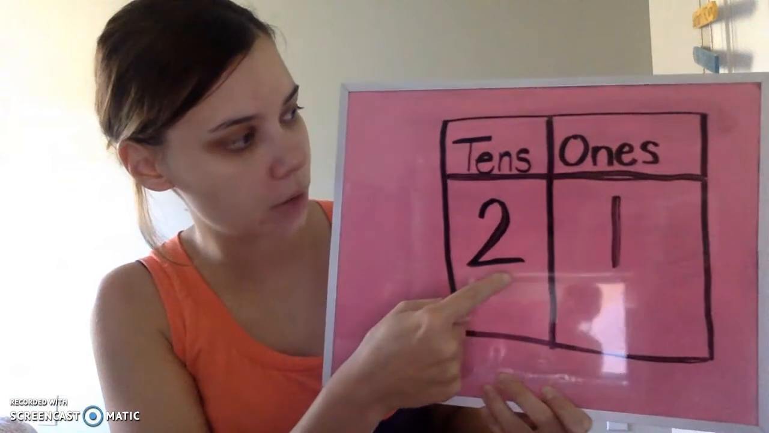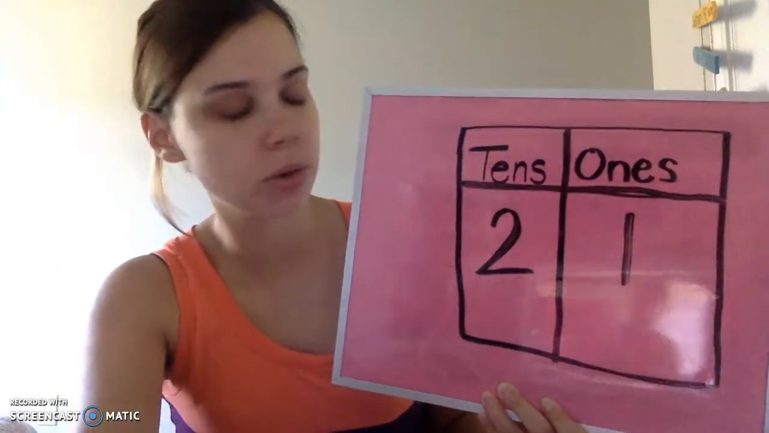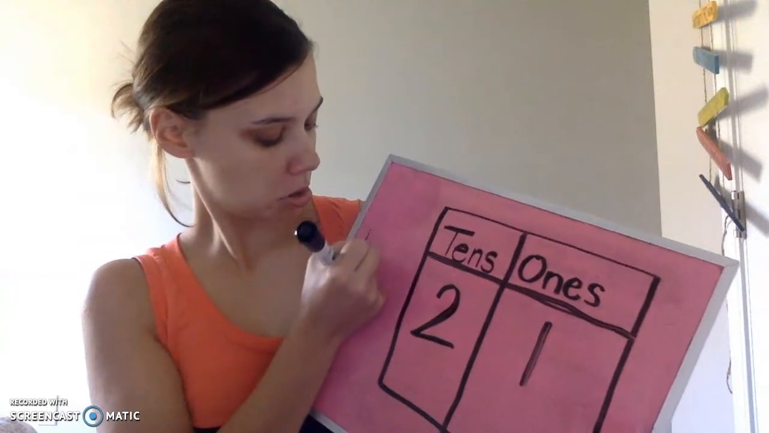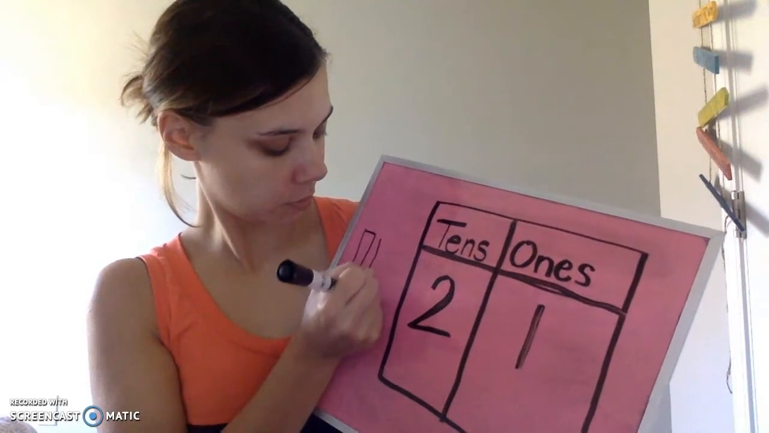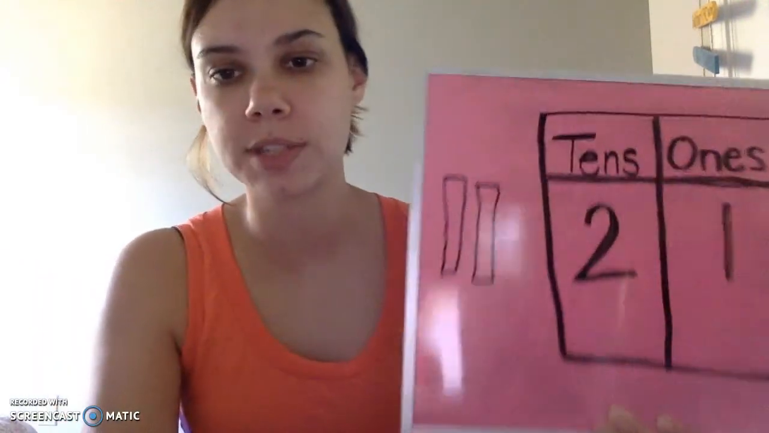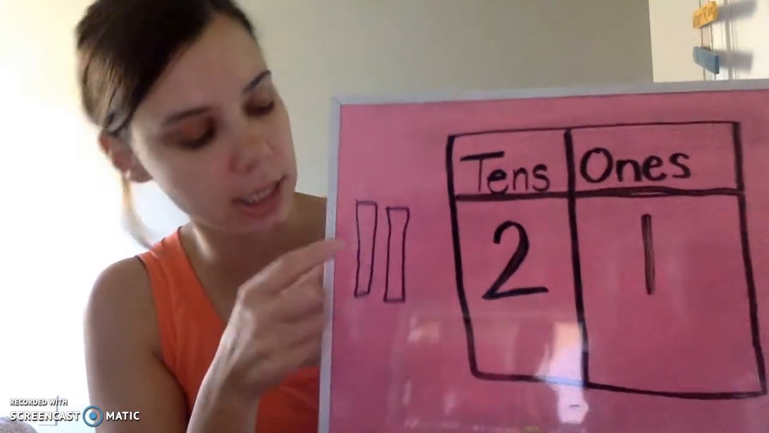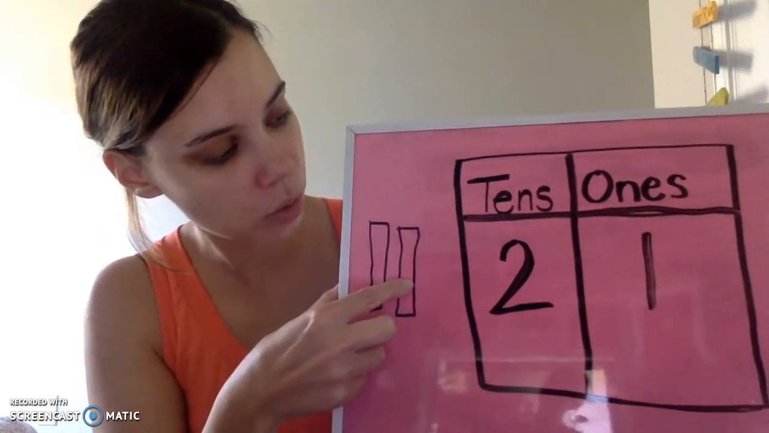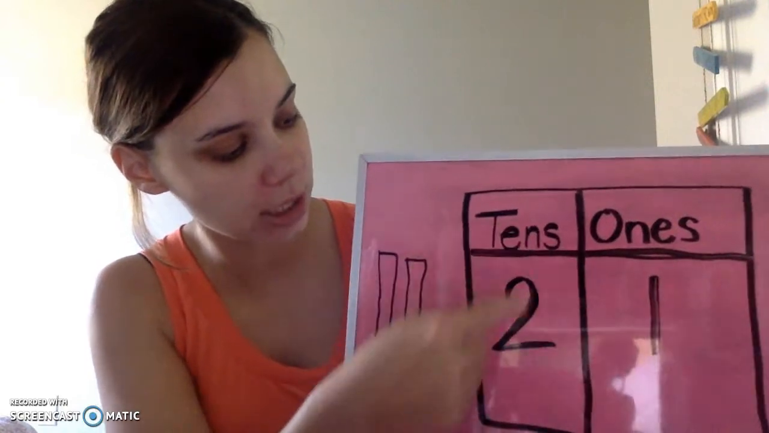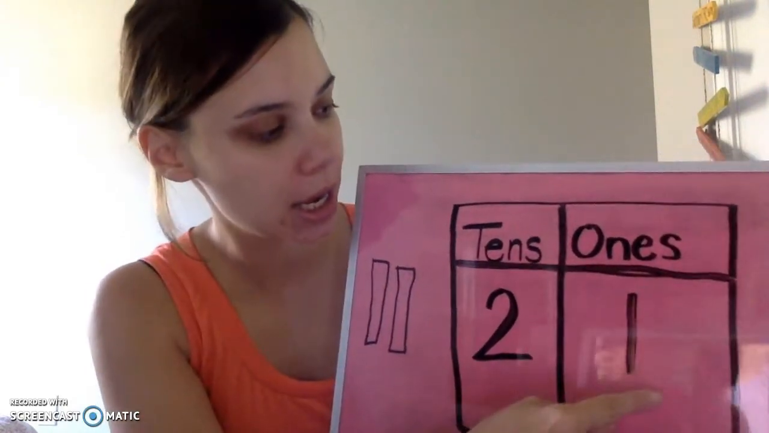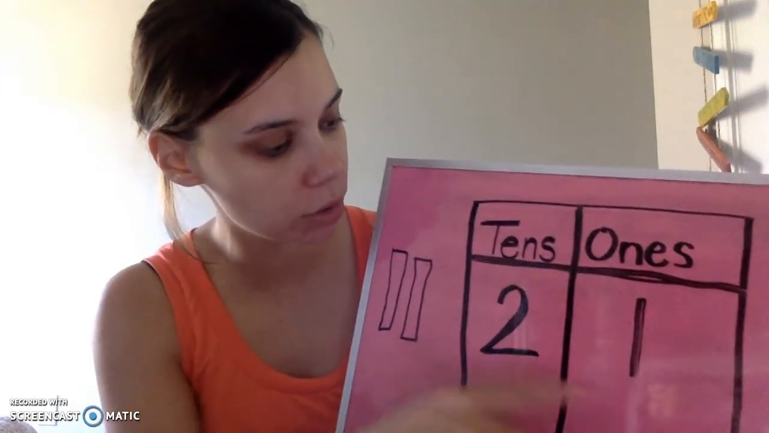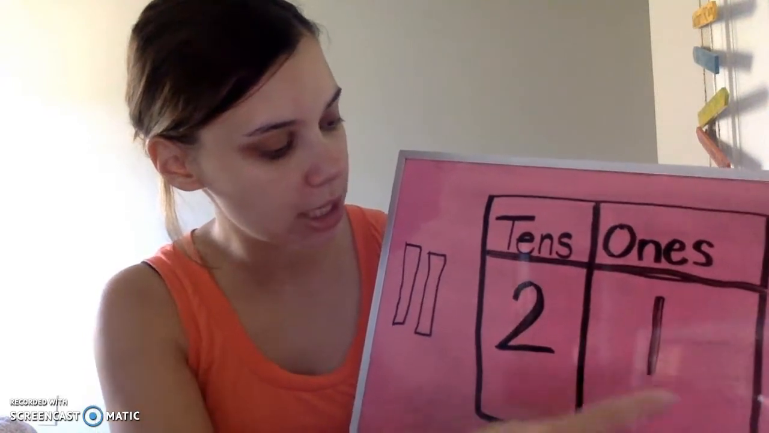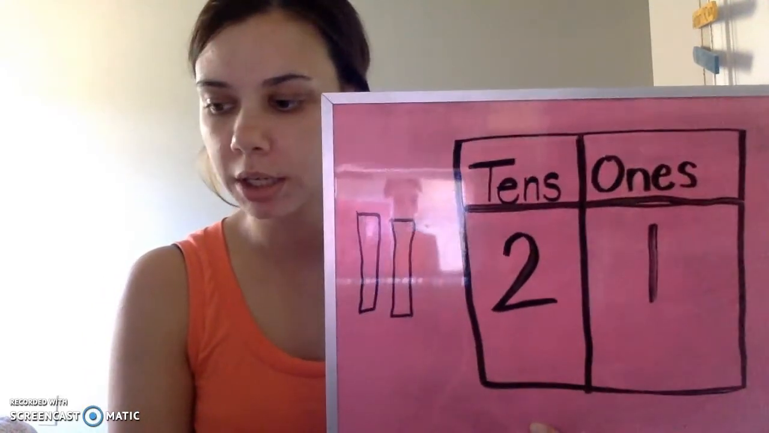What is the value of 2 tens? Remember, 2 tens might look like our number sticks that we have in class. Here's 2 groups of 10. When we count by tens, 2 tens is 10, 20. So the value of 2 tens is 20, and the value of the ones place is a 1. When we put those two numbers together, we have 21. Our number is 21.